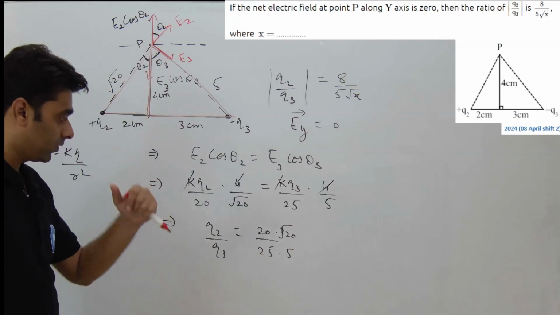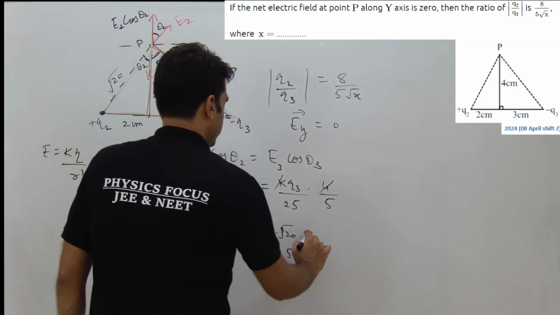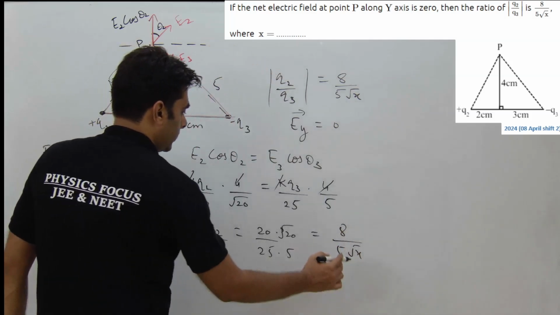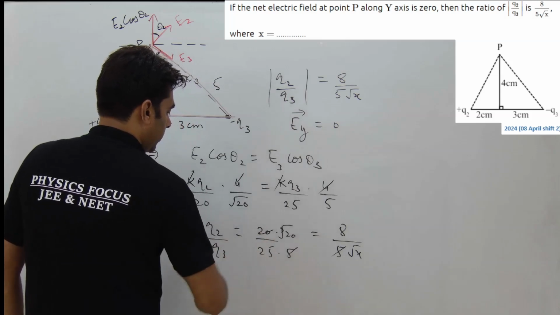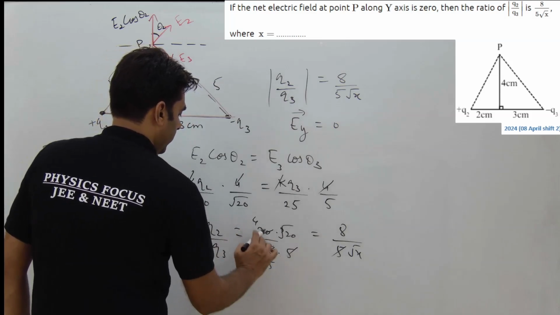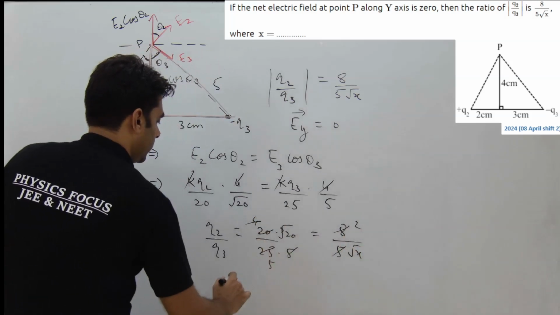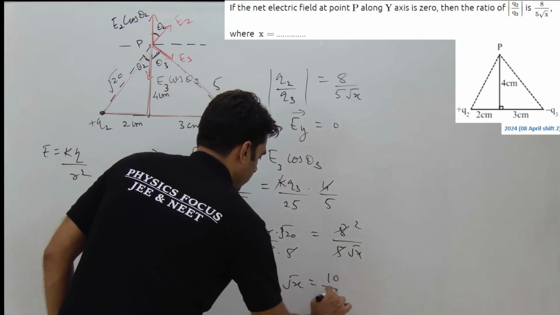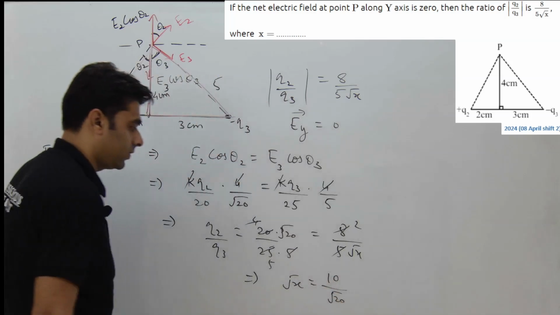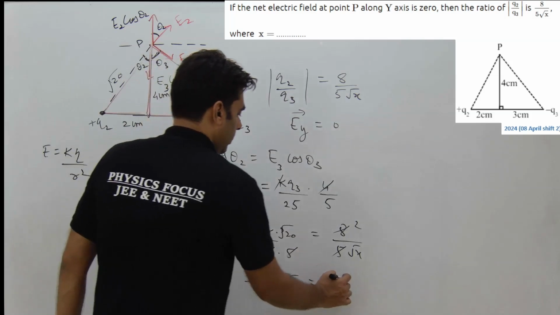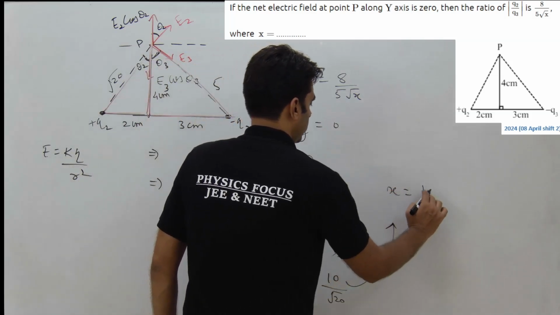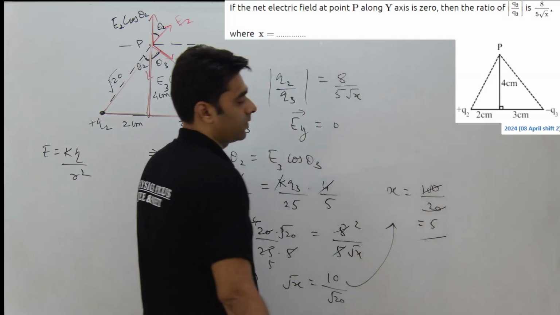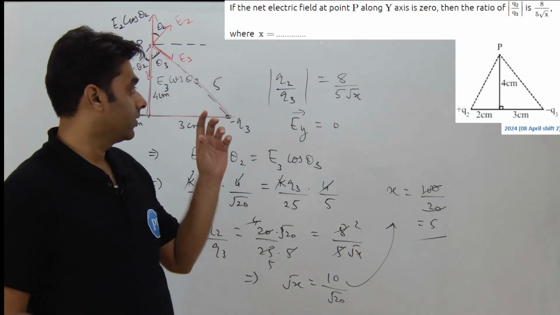This Q2 by Q3 magnitude is given to us as 8 by 5 root x. Let's simplify this. Cancels out. We have this over here 4 times, this is 5 times, 4 times, 2 times. Let's take it this side. So we have root x is equal to 10 by root 20. Therefore, x is equal to 100 by 20. That implies x value is 5. So our answer is, the x value is 5.